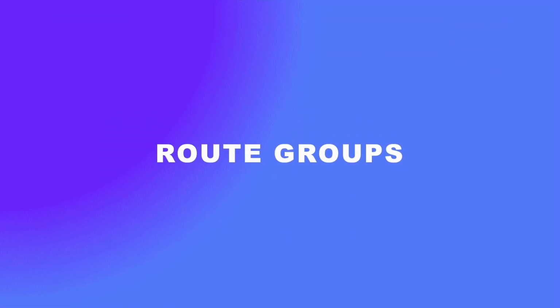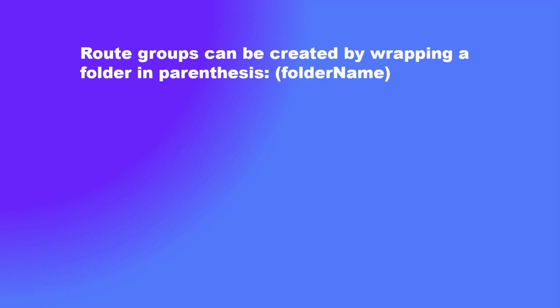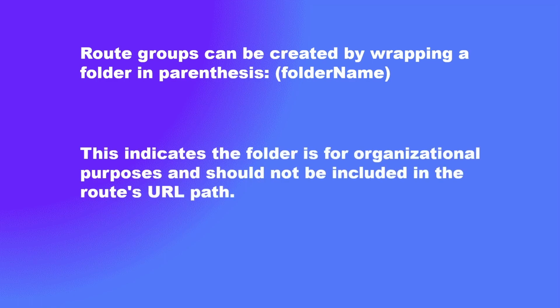Next, I'm going to explain about route groups. A route group can be created by wrapping a folder name in parentheses. Inside the parentheses, you have to give the folder name. This is for organization purposes and should not be included in the route URL path.